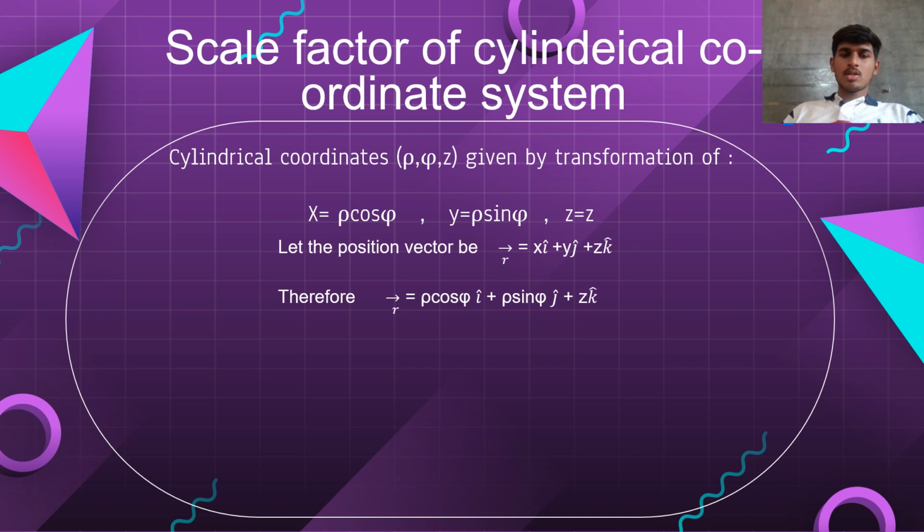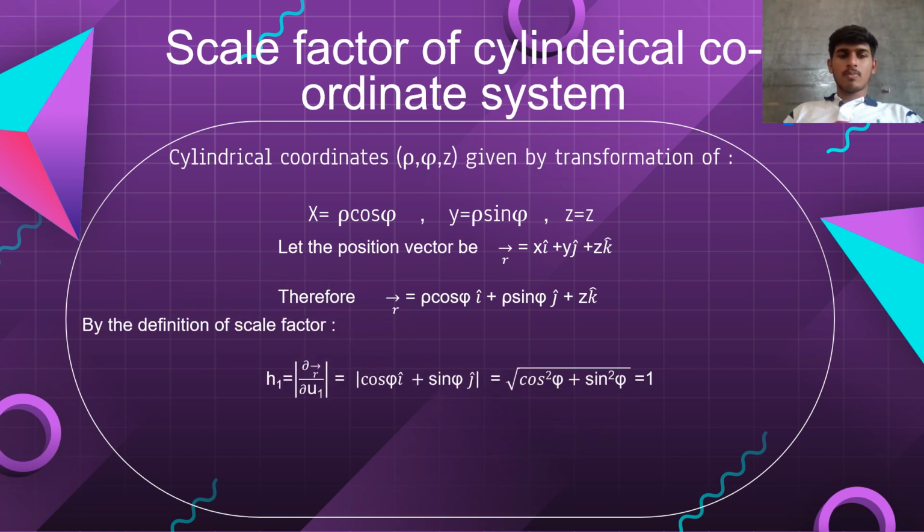So let's consider a position vector r bar is equal to x i cap plus y j cap plus z k cap. If we substitute the value of x, y, z, which is rho cos phi, rho sin phi and z in the position vector, we get r bar is equal to rho cos phi i cap, rho sin phi j cap and z k cap.